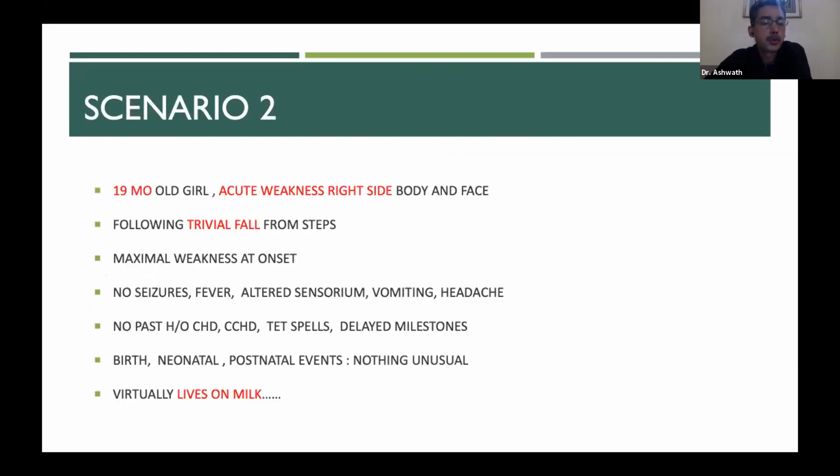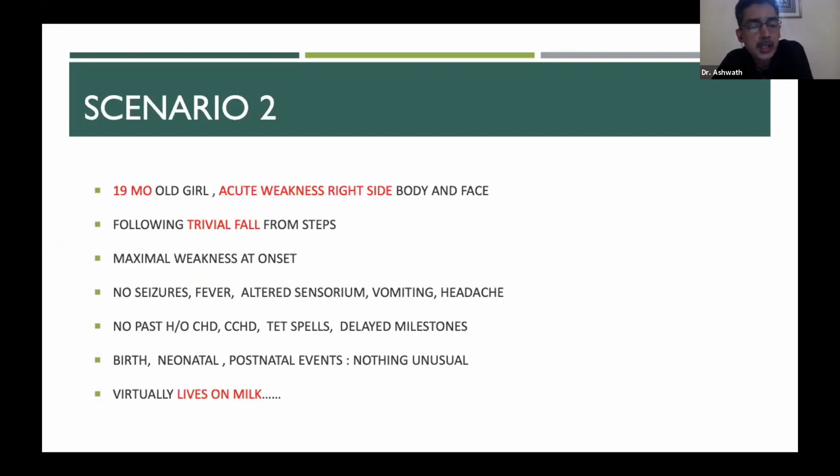Going on to scenario two, this is a 19-month-old girl who came to our hospital with acute onset of right side weakness following a very trivial fall. The weakness was maximum at onset. There was no fever. There was no vomiting. There was no alteration in sensorium or seizures to suggest an intracranial bleed or an intracranial infection.